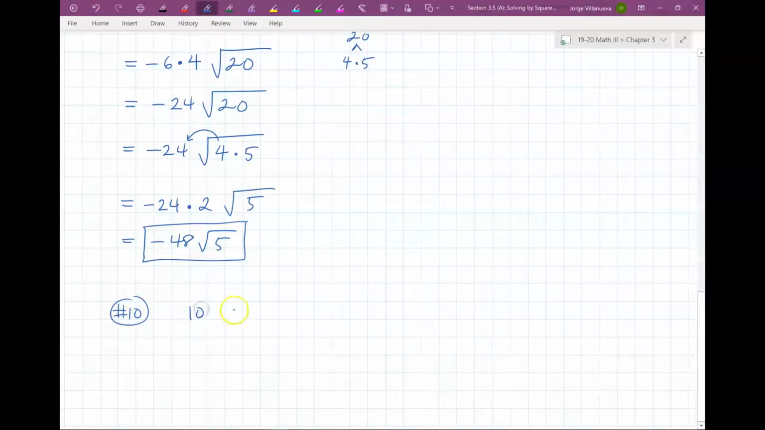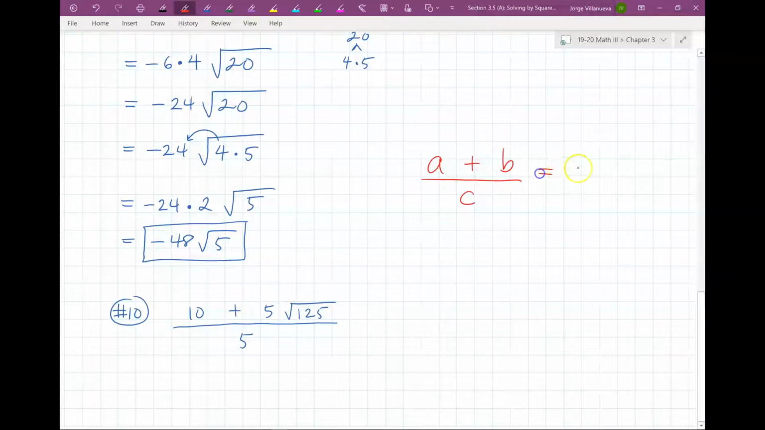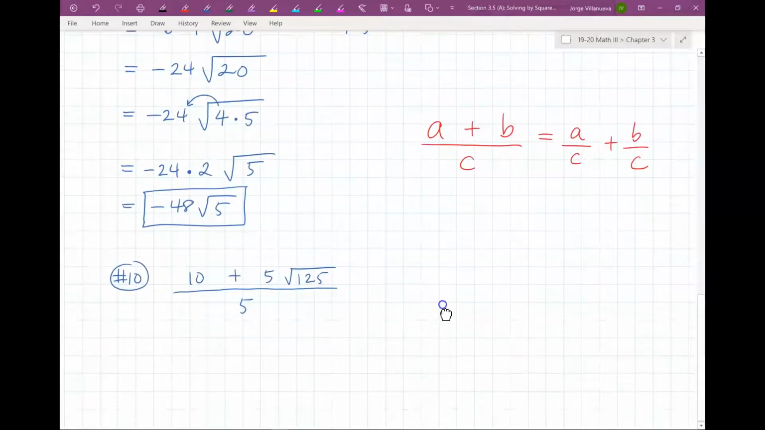So we got 10 plus 5 square root of 125 over 5. Now I want to just go over something with you guys. If you have a fraction like that, or minus, it could be a plus or a minus, you can always split it apart. Like that. That's legal. You can do that. That's mathematically sound. Okay? So you can split it. So that's the first step I'm going to take. Let me split this up.